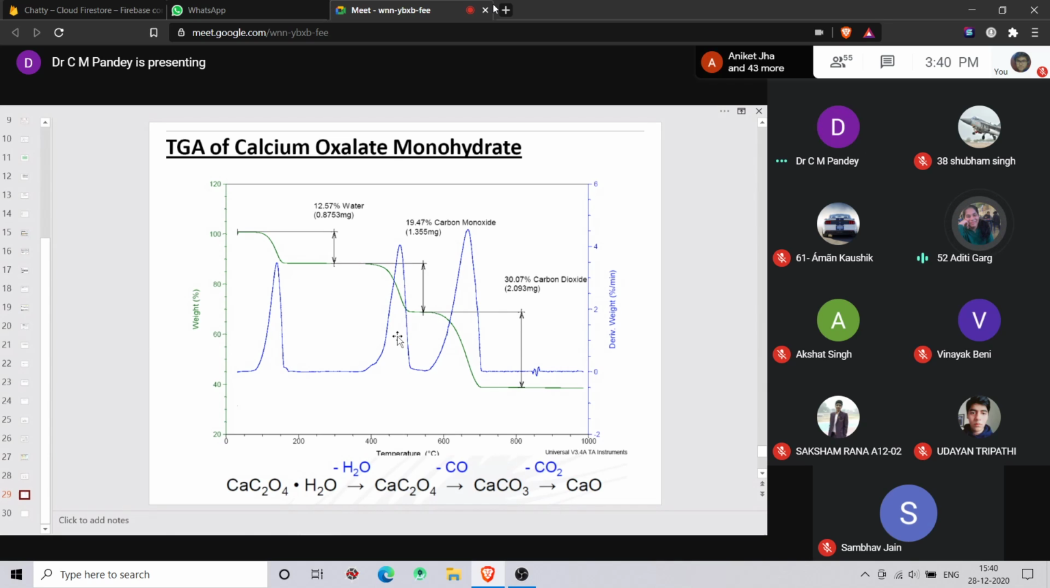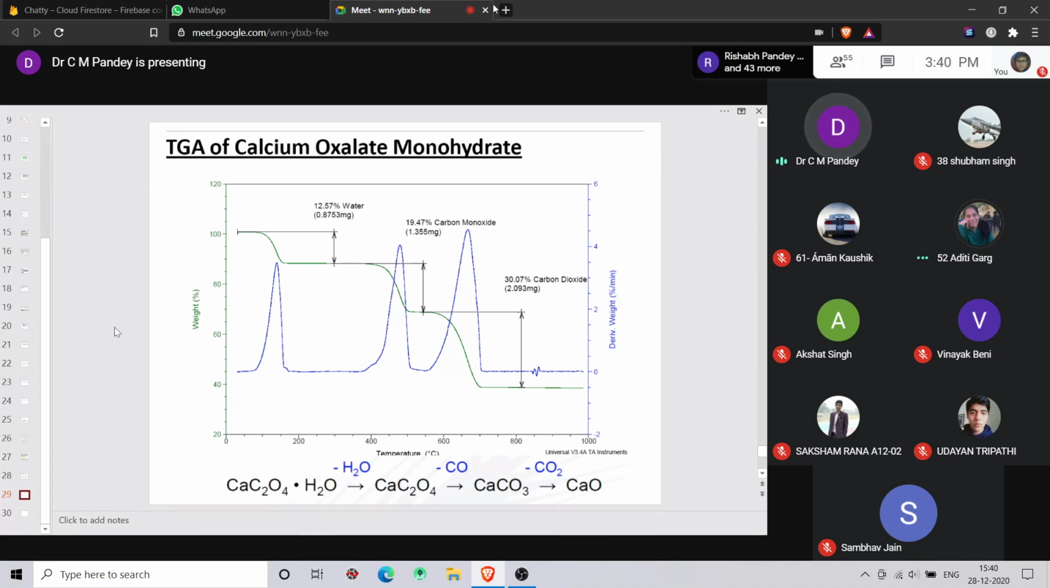So the peaks are representing endothermic or exothermic reaction. But what is this? Is this endothermic or exothermic? So this is exothermic. Why is it exothermic? We are saying that water is being released from the system, right? Yes, sir, released from the system.